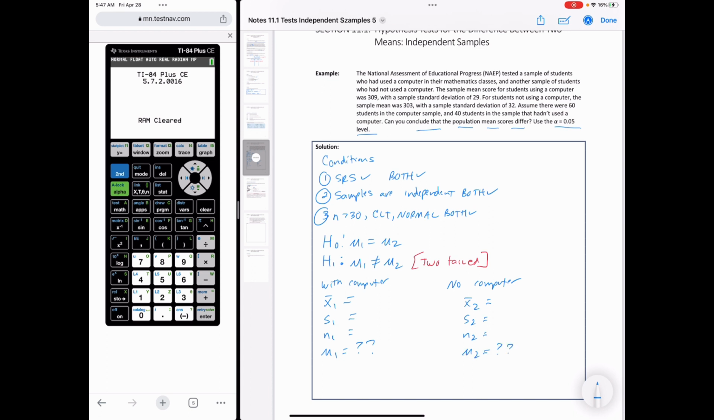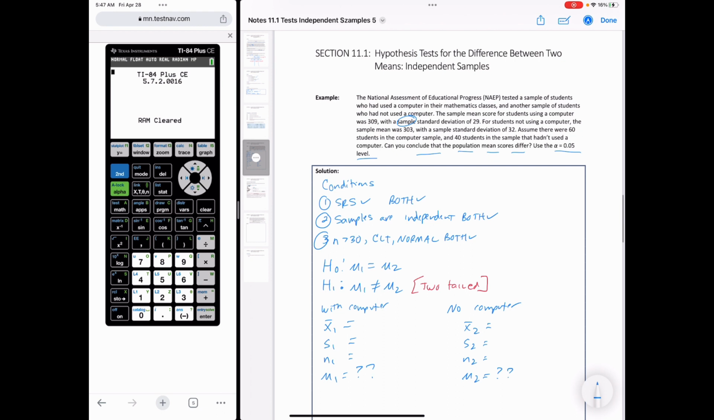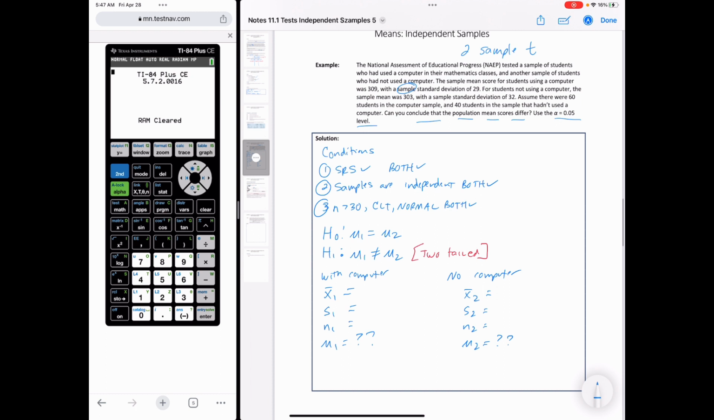Let's look back at our problem for a minute. Notice that this time they're telling you, we talked about before, they're telling you sample standard deviation. I know this is a 2-sample T. I also know they don't have to say sample. If it didn't say population, I would assume sample. Read back in your story.